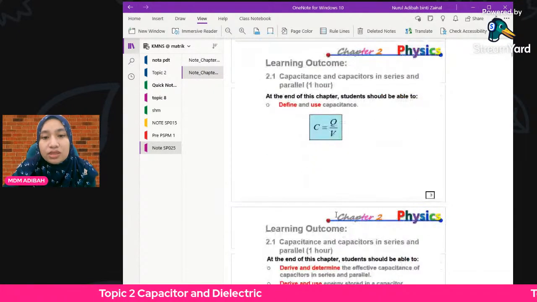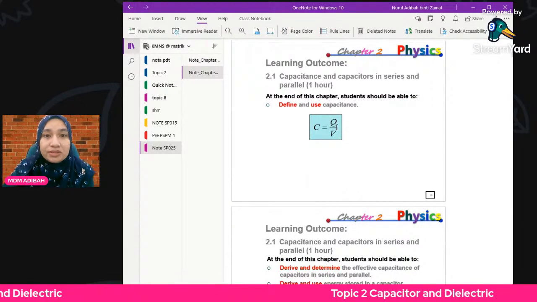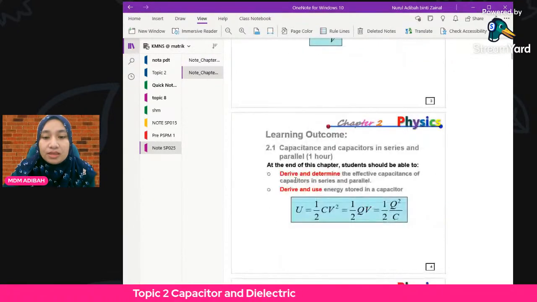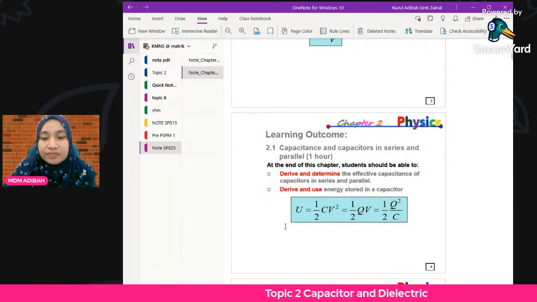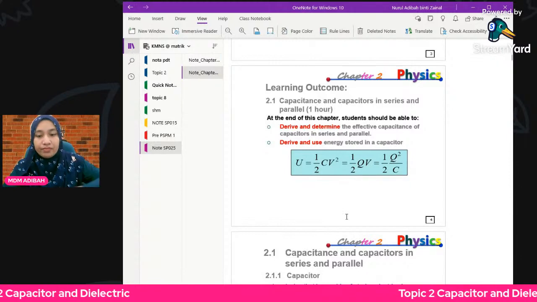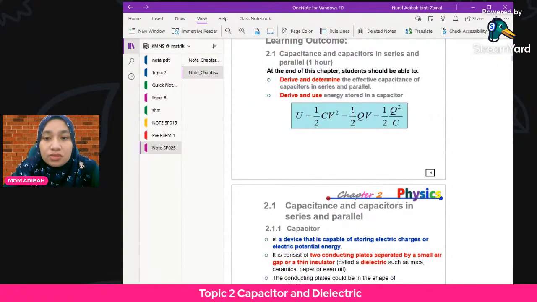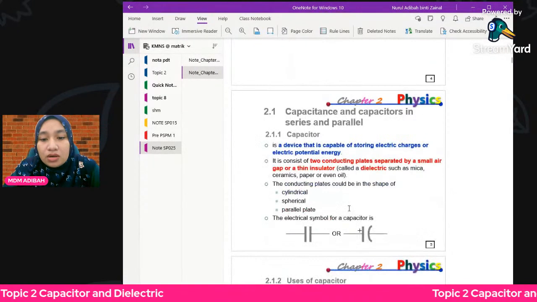Learning outcomes: at the end of this chapter, students should be able to define and use the capacitance formula C equals Q over V. Second, derive and determine the effective capacitance of capacitors in series and parallel. And third, derive and use energy stored in a capacitor. Here is the formula involved: U equals half CV squared, equals half QV, equals half Q squared over C.